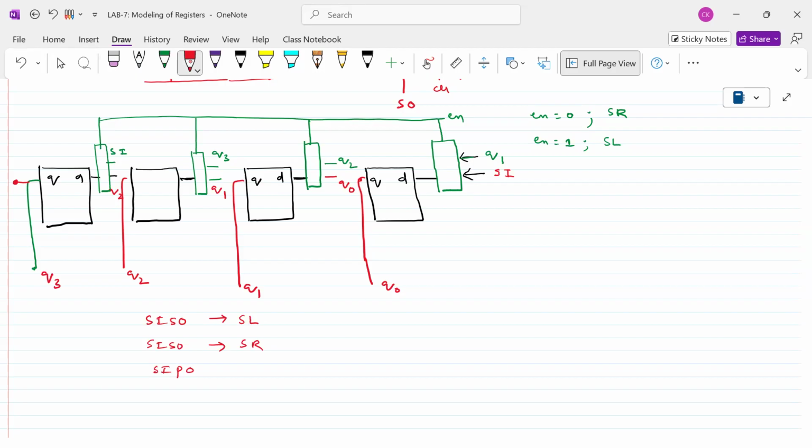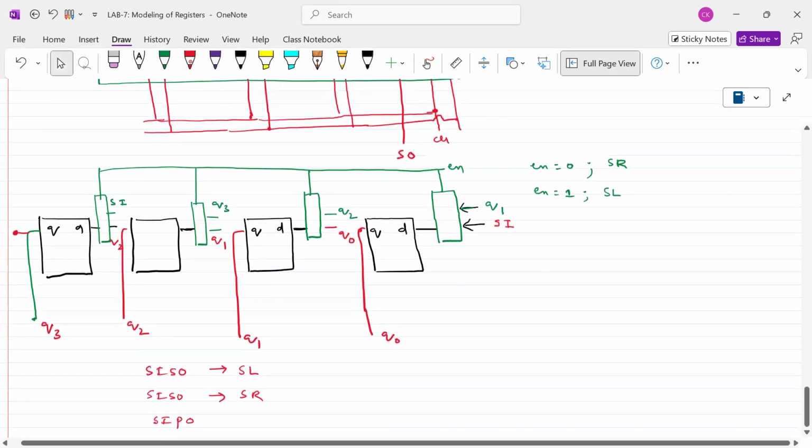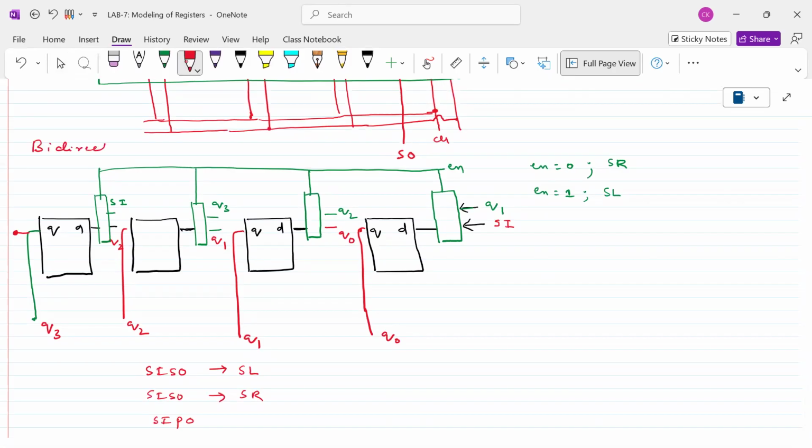You are taking the output at the MSB, or at the LSB, or at all places, and based on that we decide. But it is a serial in only. It is simply a serial in because we cannot apply multiple inputs at the same time. One input serial in, we are applying at one place and that will be distributed in all the places, whether it is moving to the right side or left side. So this is called a bidirectional shift register.